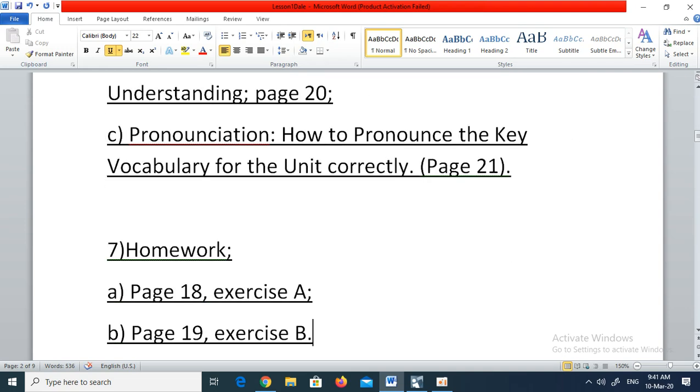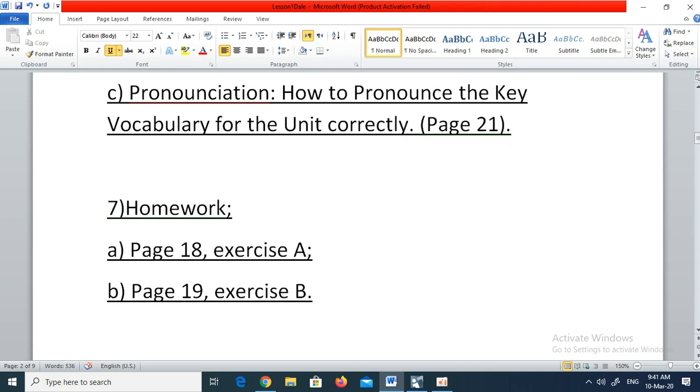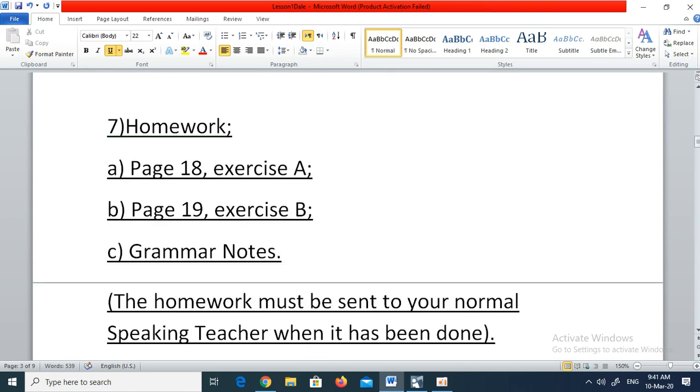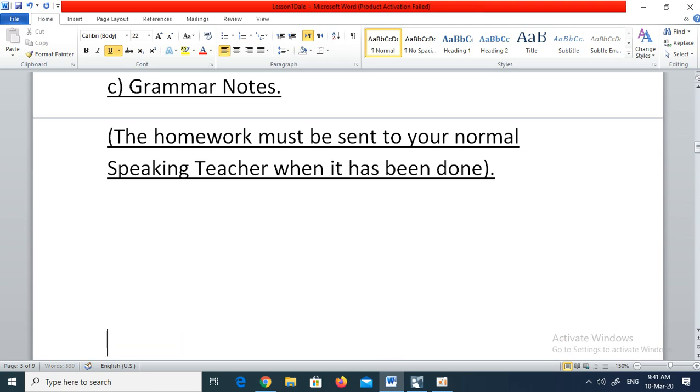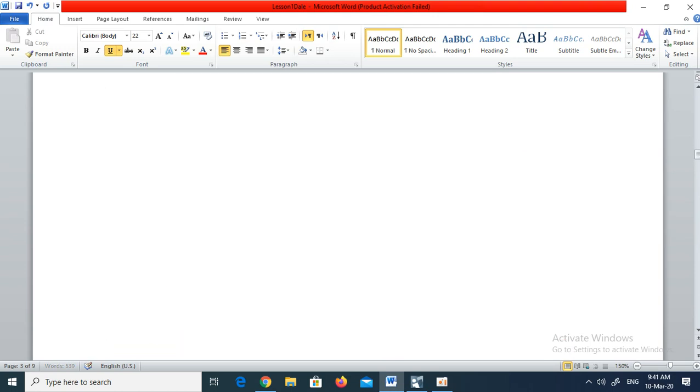Okay. We will be doing homework, and the homework will be the exercises on pages 18 and 19. We will be doing exercise A on page 18, and on page 19, exercise B. And you will also be expected to send your grammar notes with the other homework to your speaking teachers. Good. Okay. I need you all to move on to page 18 in the book.